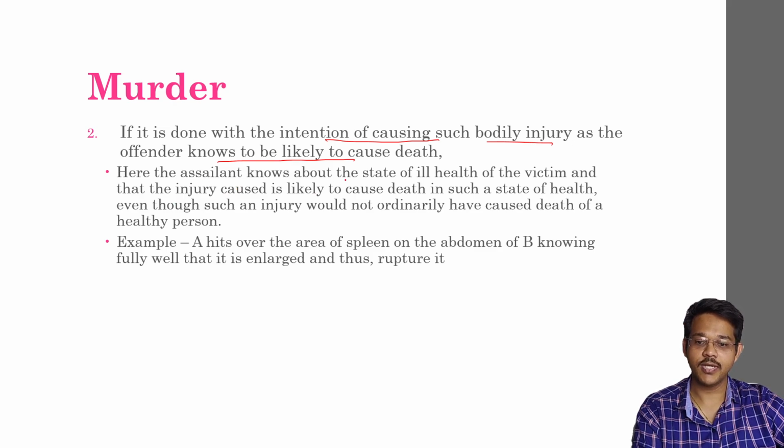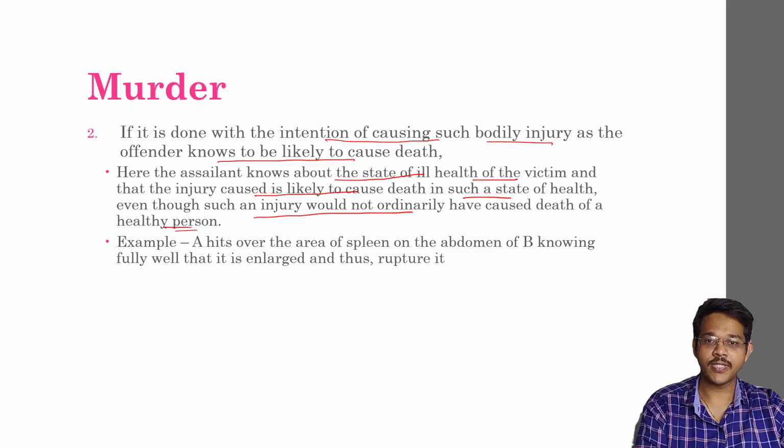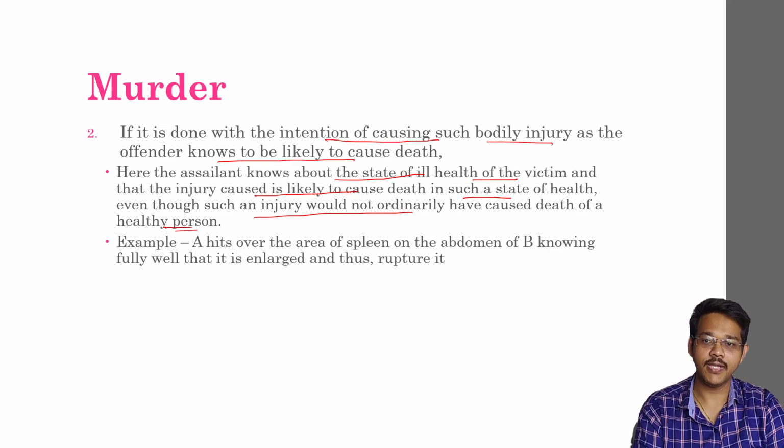Here the assailant knows about the state of ill health of a victim and that the injury caused is likely to cause death in such a state of health, even though such injury would not ordinarily have caused the death of a healthy person. So here the person knows that certain injuries may not be fatal in a normal person, but in a person who is ill, that injury will accelerate and may cause death.